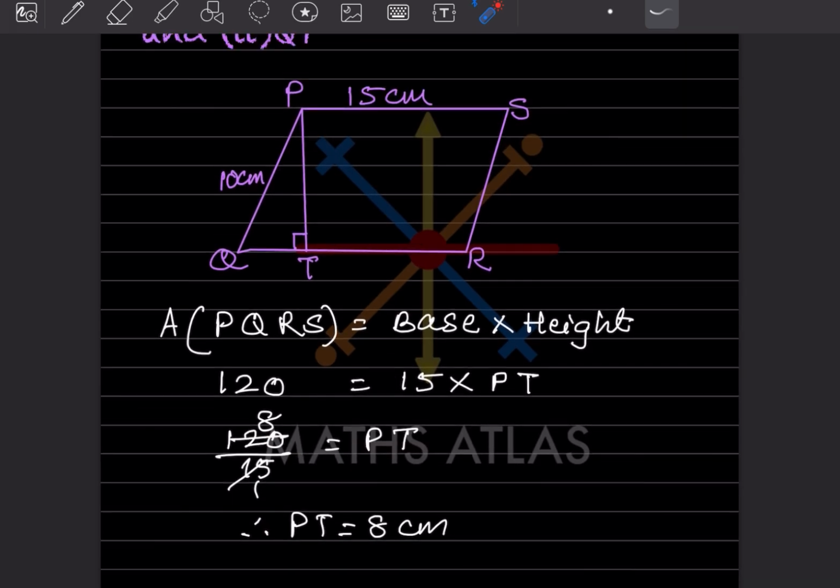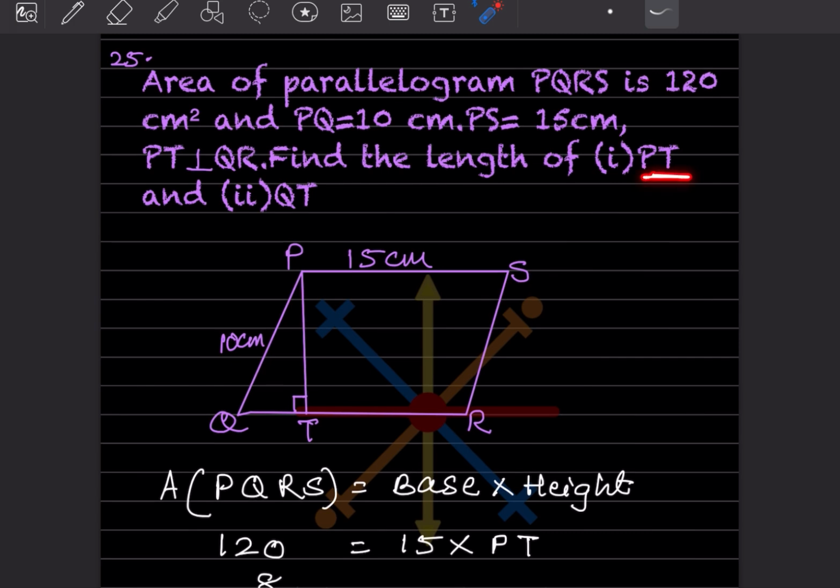Then what did they ask? We got this PT, now we want QT. This QT means this one. So now we will see this triangle first. Now we know this is PT, we got as 8. So now we want this QT.